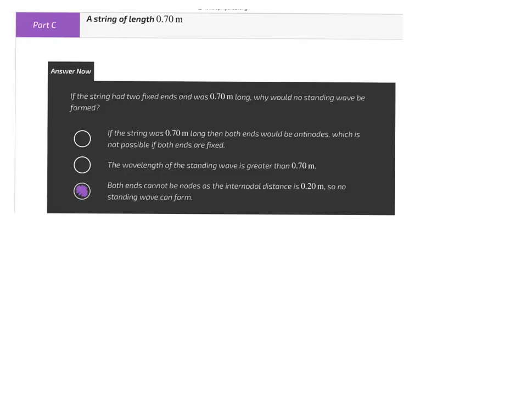Part C of D5.5 says if the string had two fixed ends and was 0.7 meters long, why would no standing wave be formed? Well, it's because the internodal distance, which means the distance between two nodes, is 0.2 meters. We just saw that in the previous part. If the distance between two nodes, bits that don't move, is 0.2 meters, then you can't have a bit of string that's 0.7 meters long, because this number does not divide into this one, so it won't work.